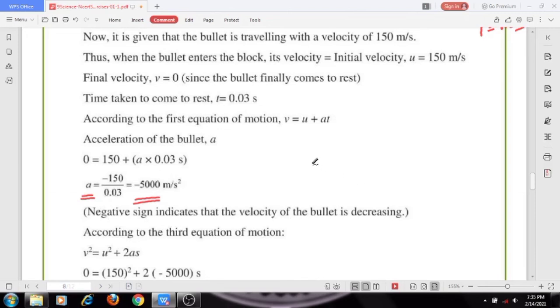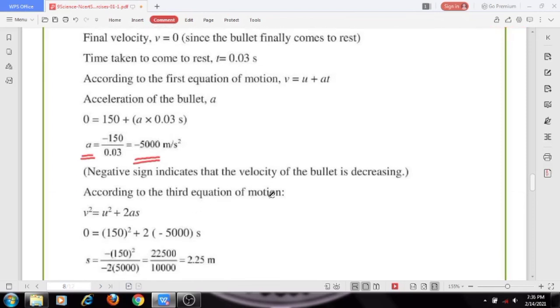It is right, because whenever it is penetrating into the block, it must slow down and come to rest. Then according to the third equation of motion, v square equal to u square plus 2as. Here, we know the v value and we know the u value. 2 is constant. Just now we have calculated acceleration. Then we need to find the distance of penetration. So v is 0 equal to u square, that is 150 whole square, plus 2 into a, that is minus 5000 meter per second square.